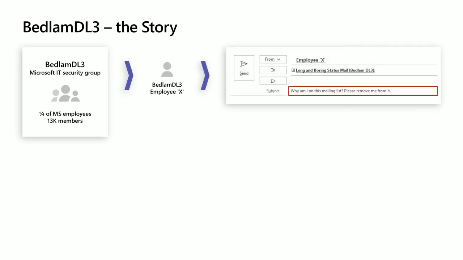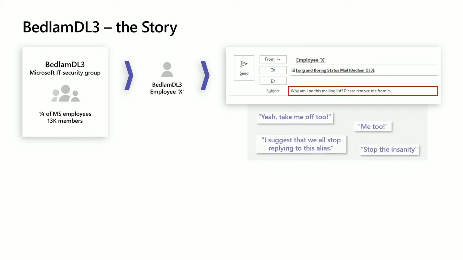Bedlam DL3, the story. Anyone know that name, Bedlam DL3? Heard about it. So Bedlam DL3 was back in 1997. We had 4 different DLs that the Microsoft IT department had created, and one of them was called Bedlam DL3, and each of these 4 had a quarter of the members, the employees at Microsoft. So there were about 13,000 members on this, and one day, employee X, as we shall call him, took a look at this and said, hey, why am I on this alias? I don't see any members on it, I don't see an owner for it. Let me just email the DL and ask to be taken off, right? And this was the start of the chaos that ensued.